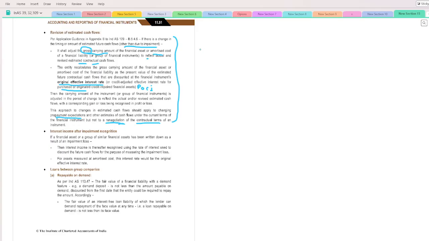It is talking about amortized cost. So like there is an instrument, the bank has given a loan to XYZ Limited, of say 2 lakh rupees for 3 years at the market interest rate, say at 10%.